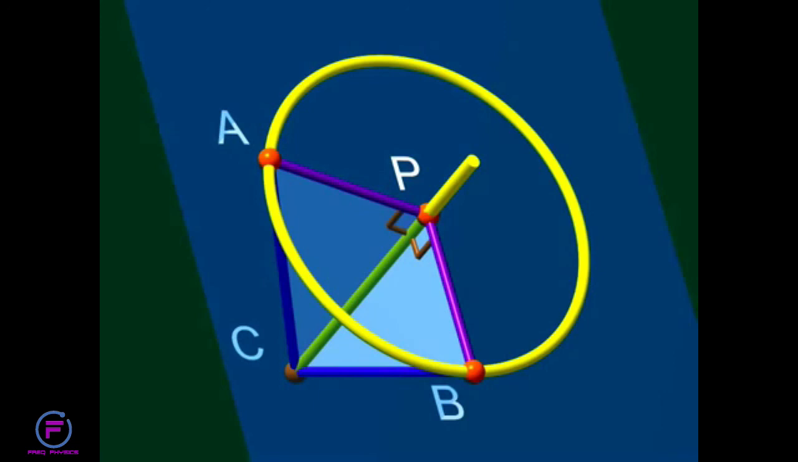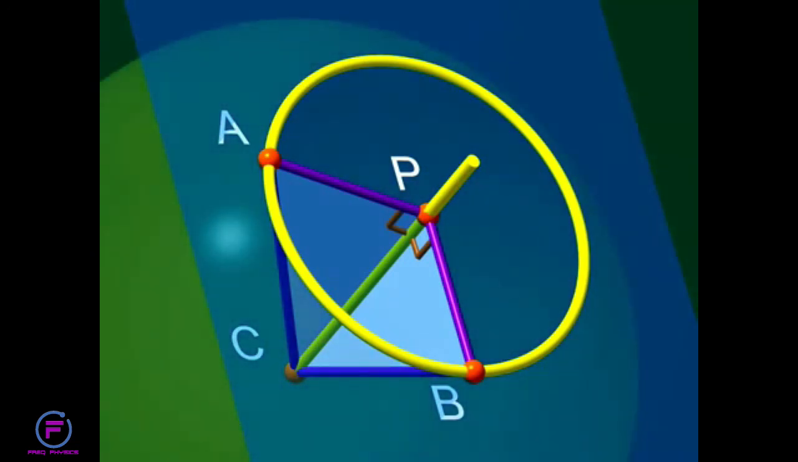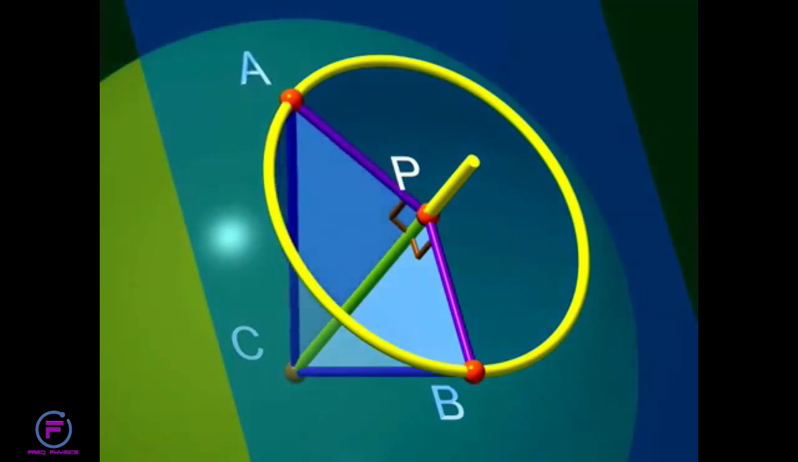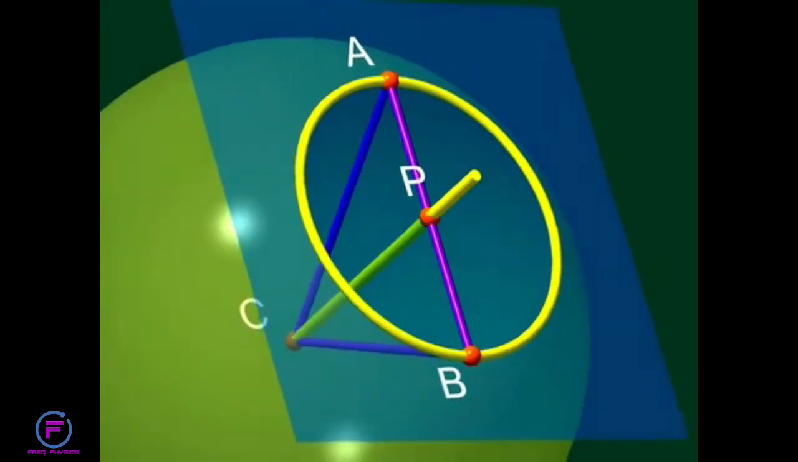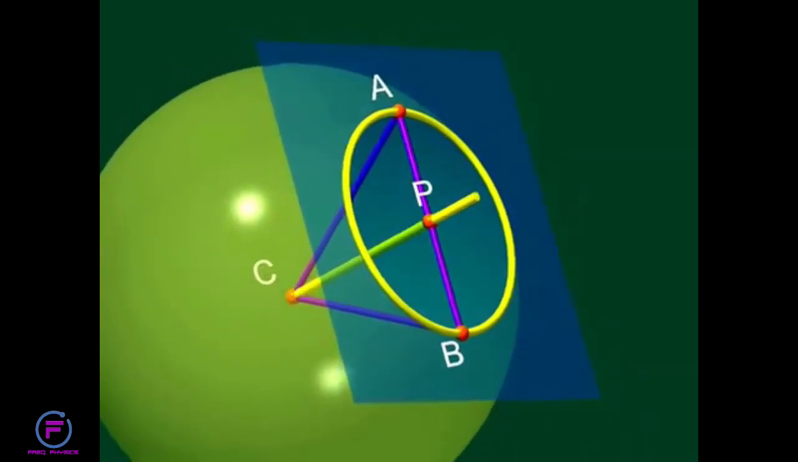CA equals CB. This means that the point B also lies on the sphere, since it is at the same distance from C as A. That's it. We have proved that when a plane cuts a sphere, the cross-section is a circle.